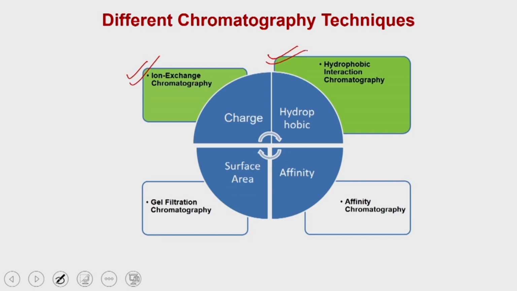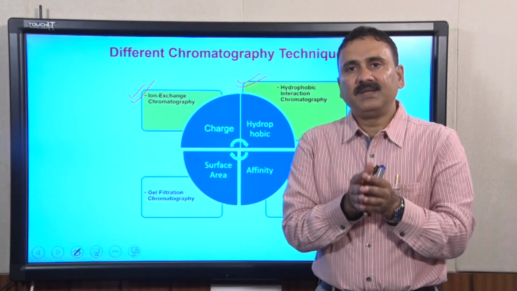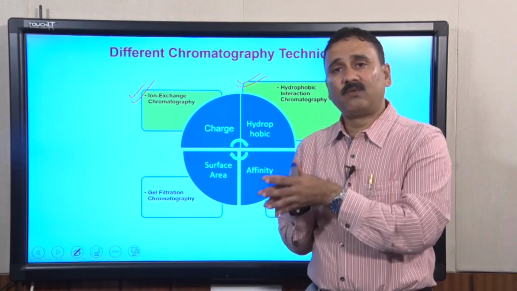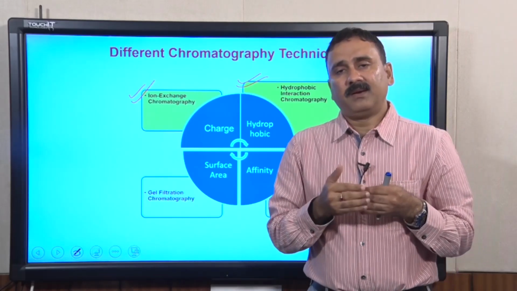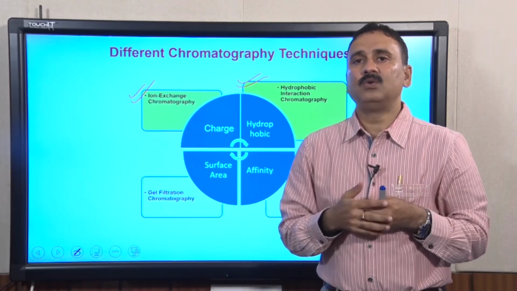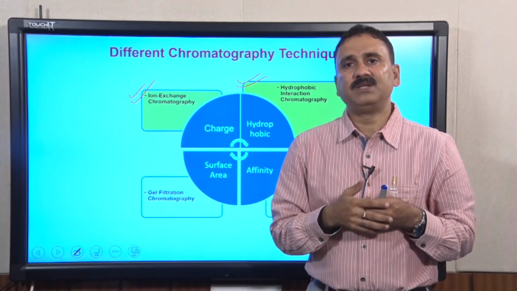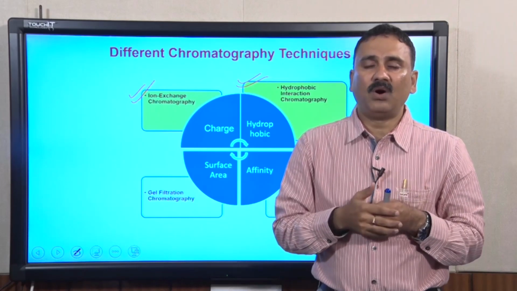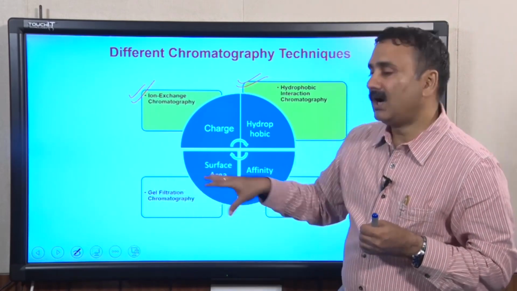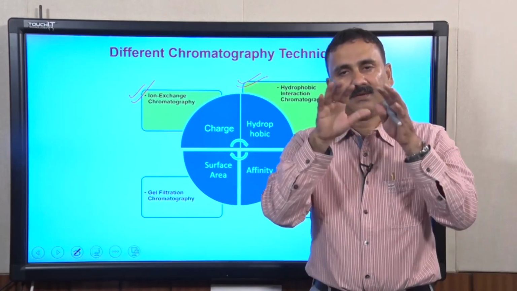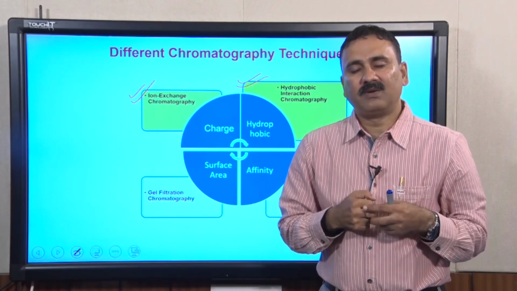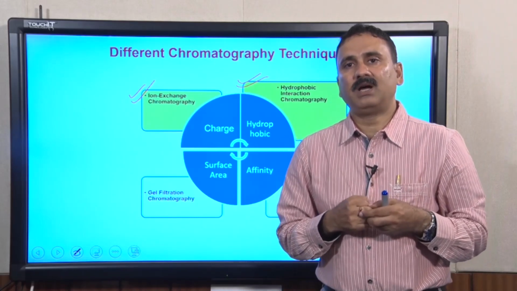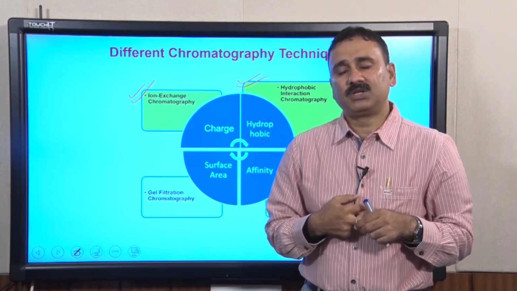So, this is all about the two chromatography techniques we have discussed, the ion exchange chromatography and the hydrophobic interaction chromatography. Both of these techniques utilize the charged groups or the hydrophobic patches present on the protein surface. And now, in our subsequent lecture, we are going to talk about the chromatography which works on the principle of the surface area or the molecular size of the protein. So, with this I would like to conclude our lecture here, and in the next lecture we are going to discuss gel filtration chromatography.